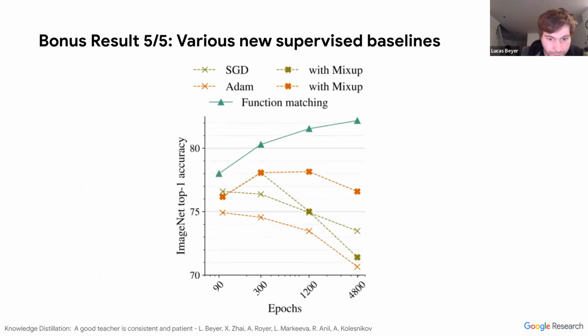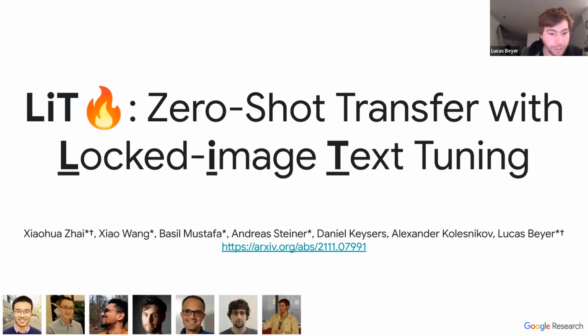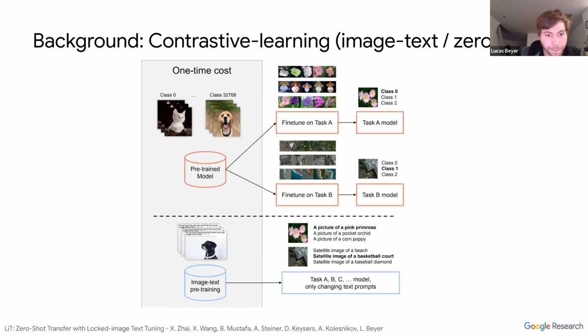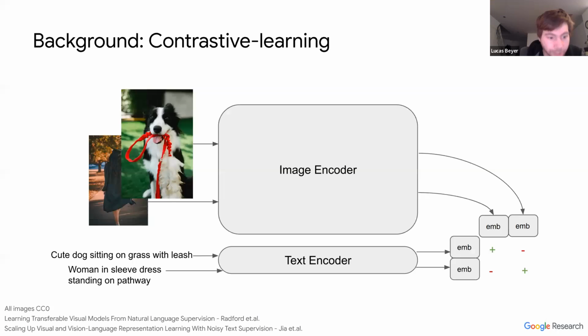But yeah, I'm going to skip this because in the last few minutes, I would like to briefly also mention our latest work, which we called LiT, Locked-image Text tuning. And this is about few-shot transfer, zero-shot transfer.